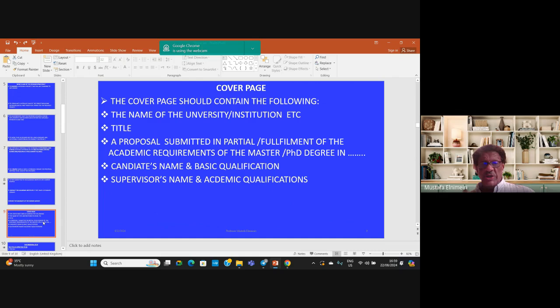The cover page of the research proposal should contain the following: the name of the university or the institute at the top, and then the title of the proposal, and the familiar sentence: a proposal submitted in partial fulfillment of the academic requirements of the master or PhD degree in a certain discipline, as well as the candidate's name and the basic qualifications of the candidate, the supervisor's name, the academic qualification of the supervisor, and the professional position of the supervisor.